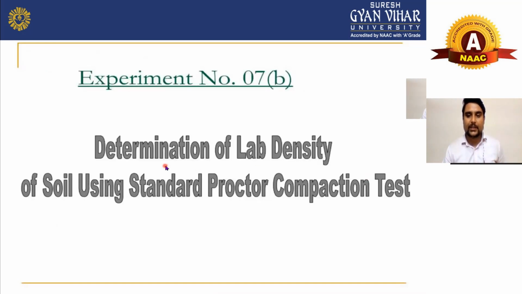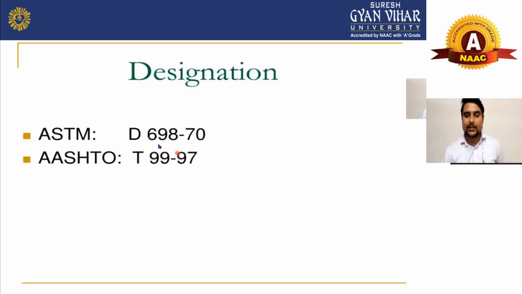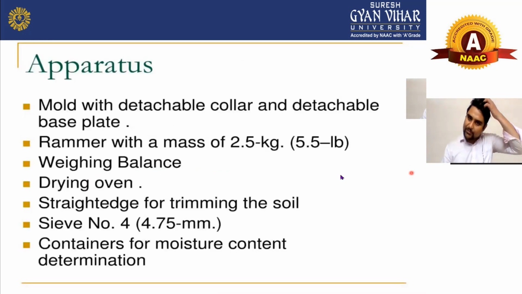Now we will see determination of lab density of soil using the standard Proctor compaction test. Here we are also using ASTM D698 and AASHTO T99-97. What apparatus do we have to use?